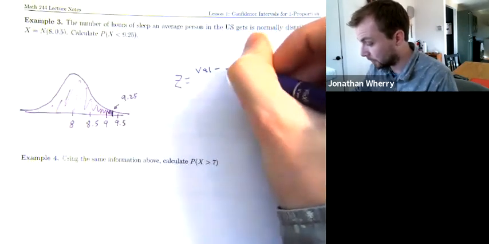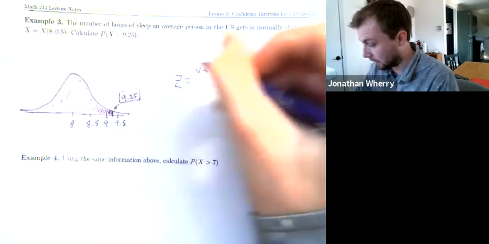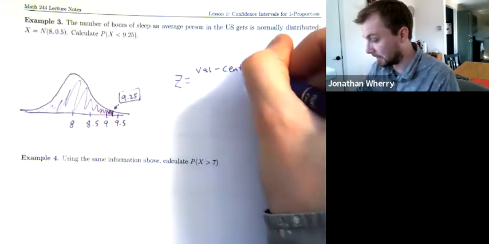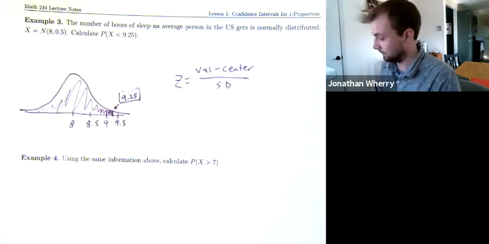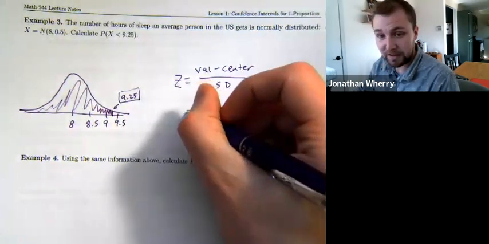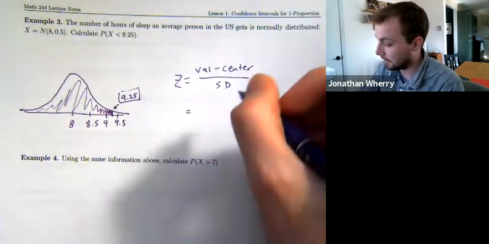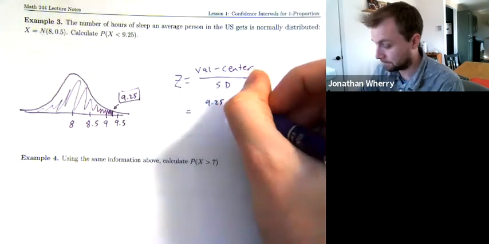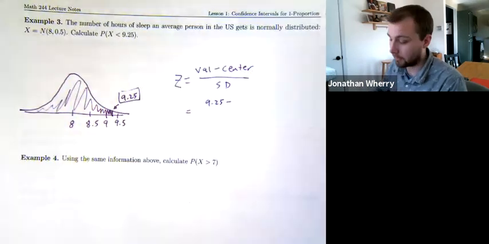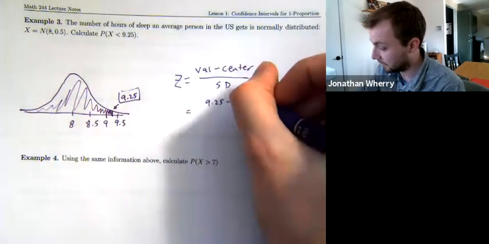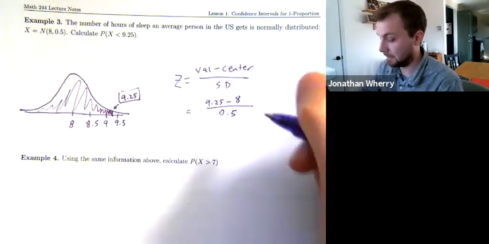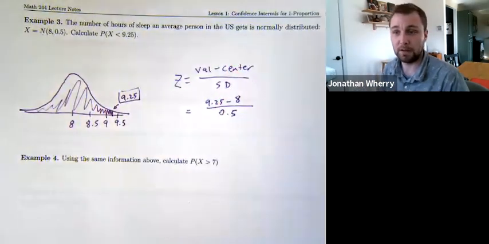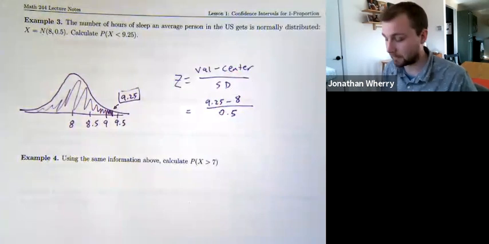Z-score is value, that's my value right there, minus the center, divided by the standard deviation. So in this case, the value that I care about is 9.25. The center of my curve is 8. And my standard deviation is 0.5. I'm going to type this into a calculator and see what we get.